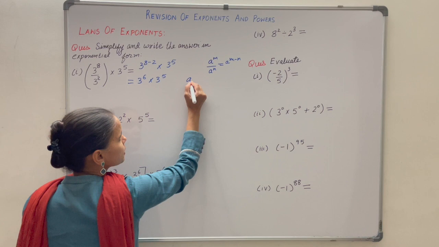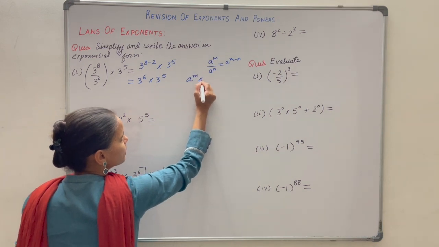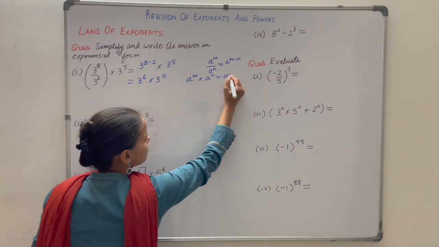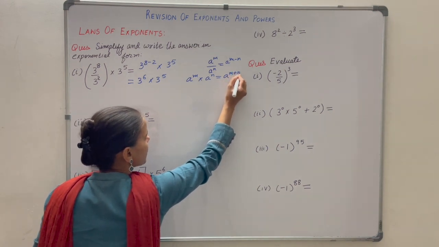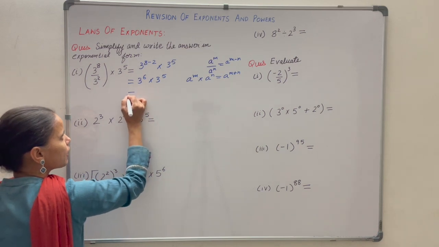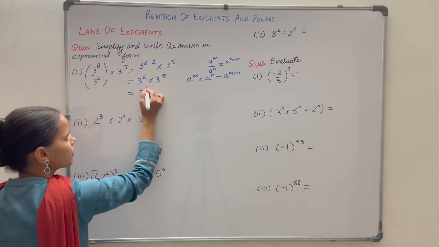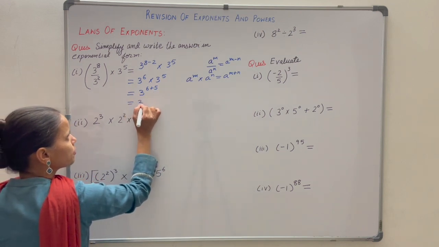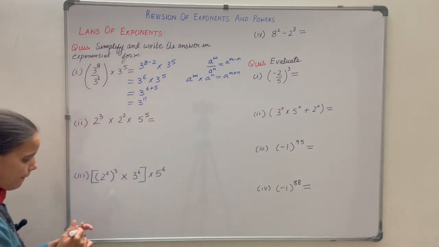So I am going to use this law, a raised to power m into a raised to power n. The bases are same, powers will be added up, m plus n. So here the powers are 6 and 5. I am going to add the powers. So this is 3 raised to power 6 plus 5. So that is 3 raised to power 11.